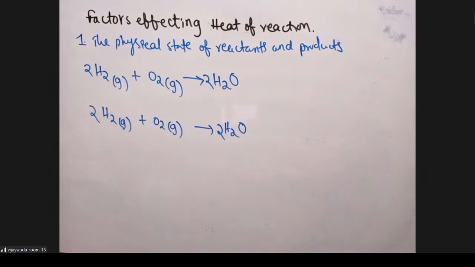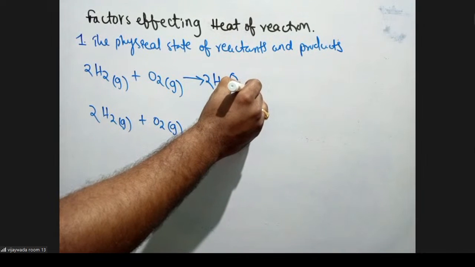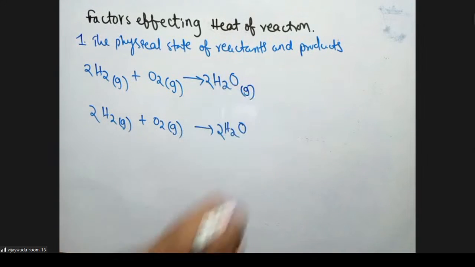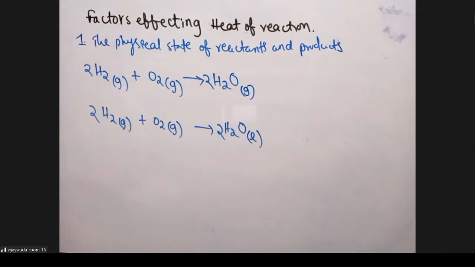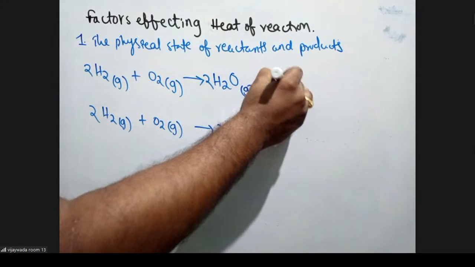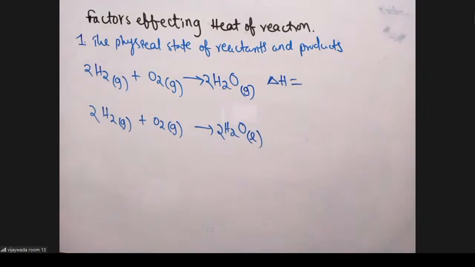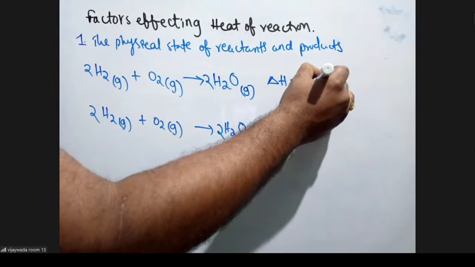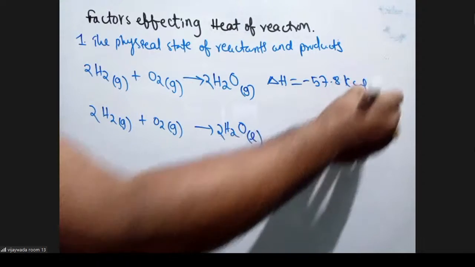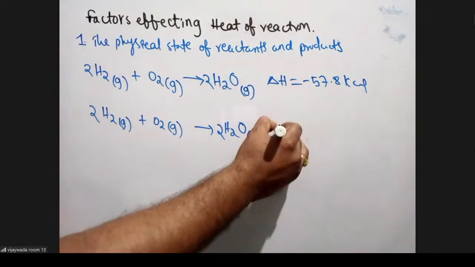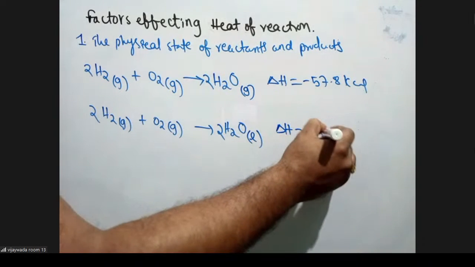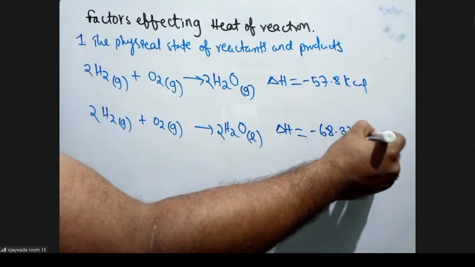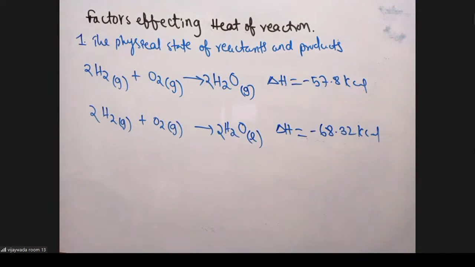In the first case, the water obtained is in gaseous form; in the second, it is in liquid form. The physical state of the product is different. Then delta H in this case is minus 57.8 kilocalories per mole. In the other case, delta H is minus 68.32 kilocalories. You can observe the difference in heat of reaction.